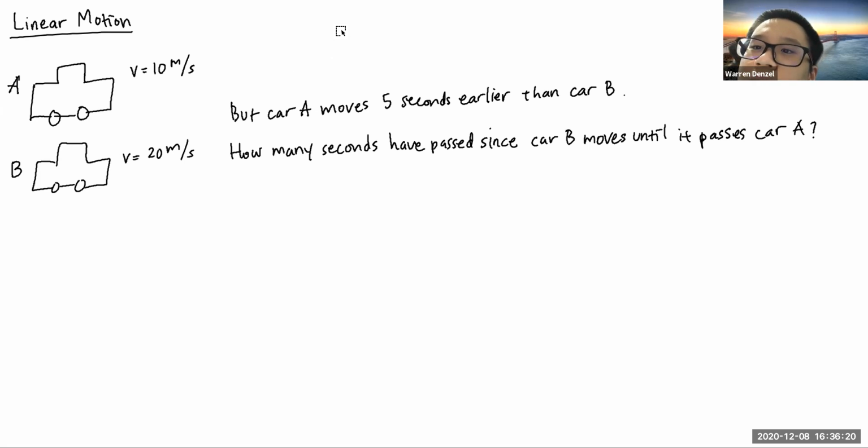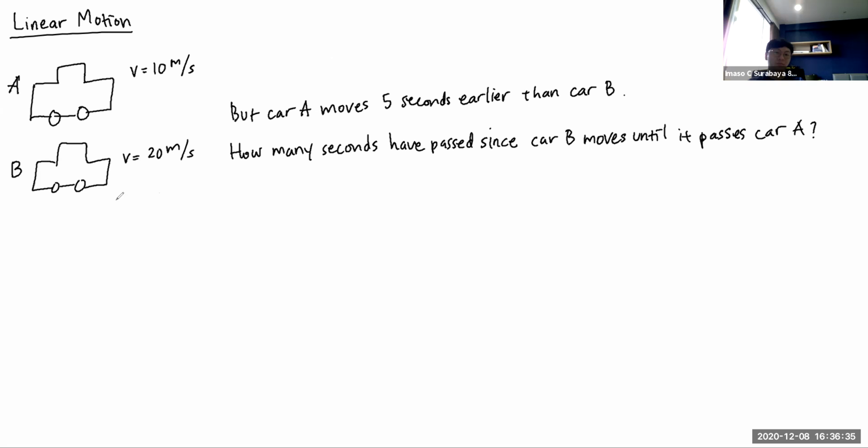3 seconds? How did you get 3? Because car A moves 5 seconds earlier, it gets a head start and is 50 meters ahead of car B then. Sorry, 5 seconds. Okay, you get 5 seconds. It's not like car A stopped. So in 5 seconds, it's 50 meters. So after that, car B begins moving.